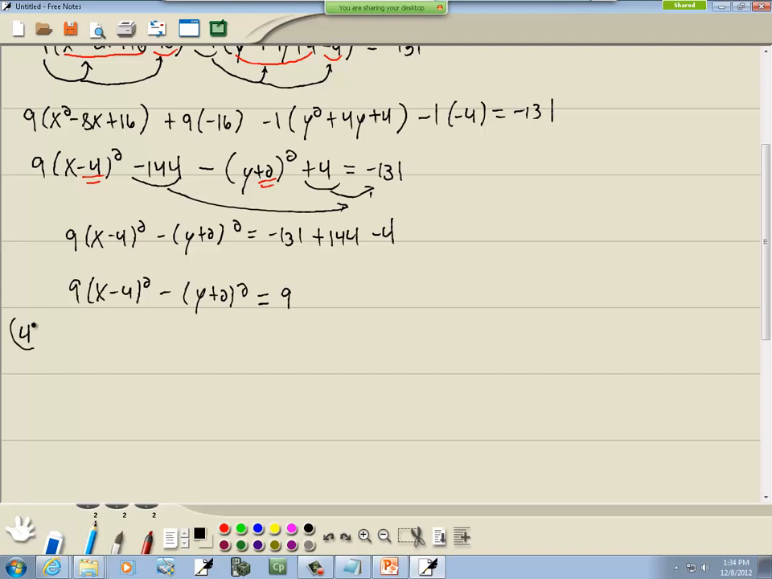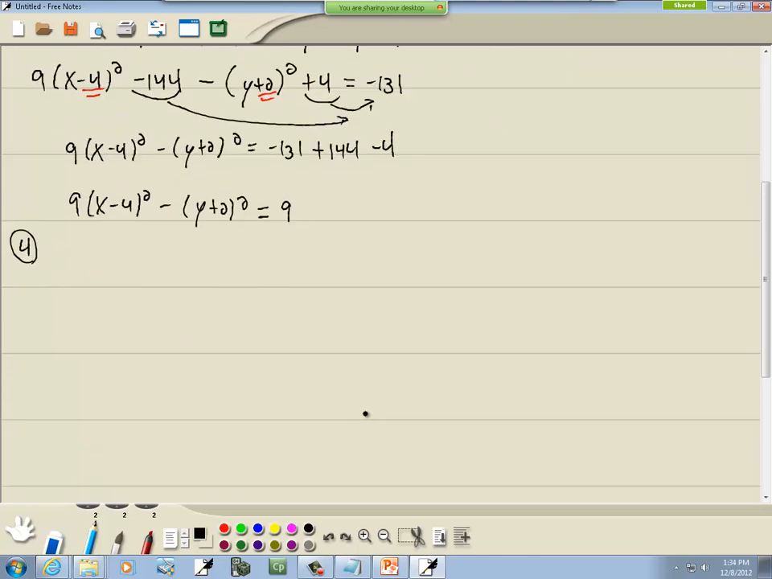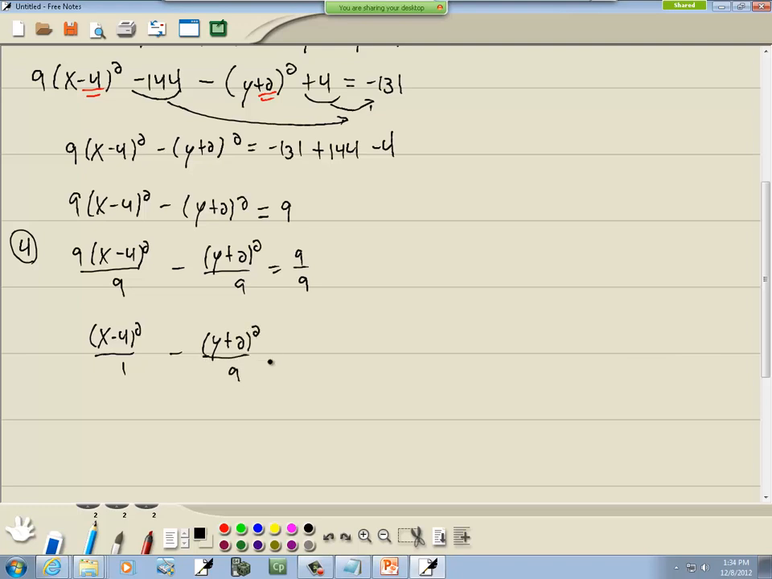And I don't remember what step we're on. I think it's step 4. Get a 1 on the right side, so we're going to divide everything by 9. So divide that by 9. And divide this one by 9. And then this one by 9. Now those cancel. So we got x minus 4 squared over 1 minus y plus 2 squared over 9 equals 1.